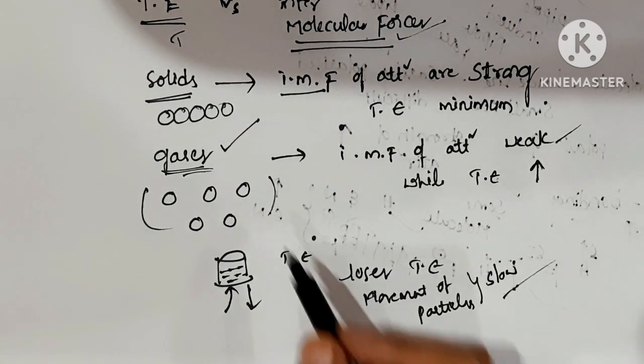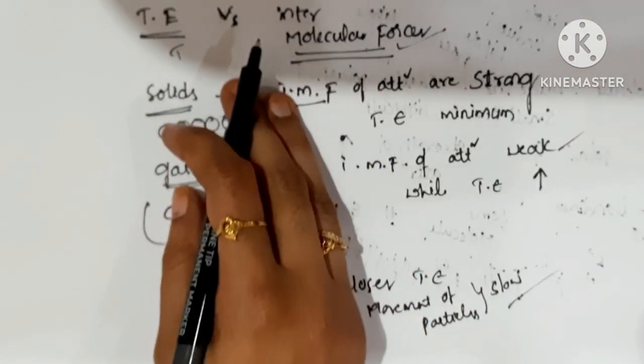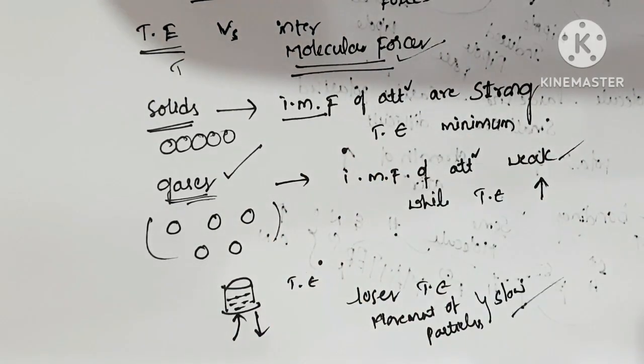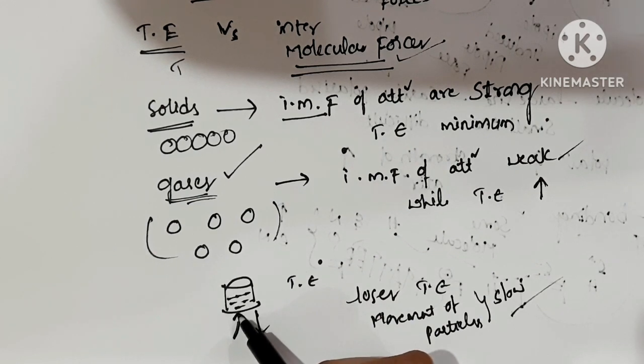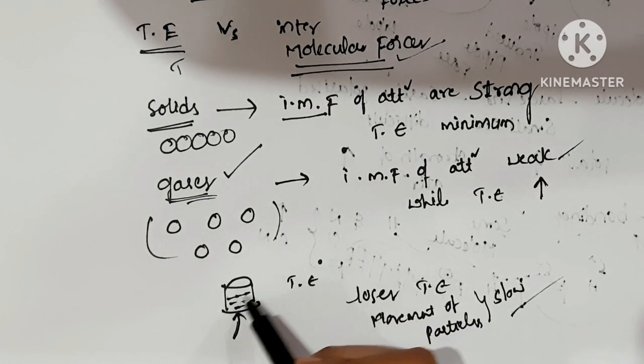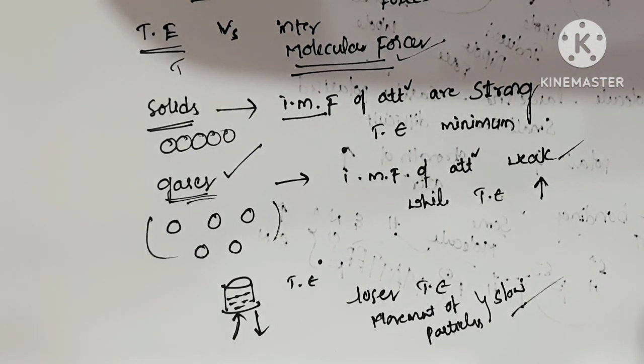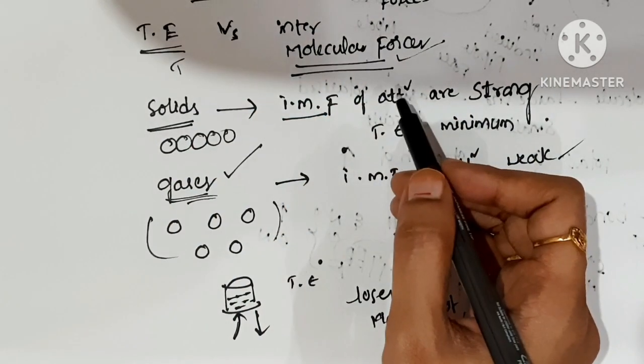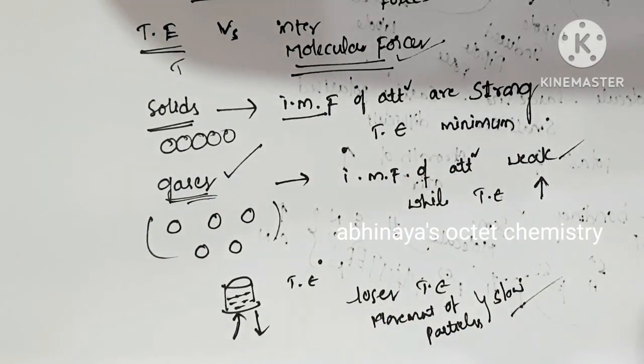This is the interaction, that means the relation, between thermal energy and intermolecular forces. You have to observe clearly here. This is very simple. If we apply heat to the beaker, the particles present in the substance move very fast. If we stop heating, the movement of particles is very slow. So this is the relation between thermal energy and intermolecular forces. Thank you for watching.